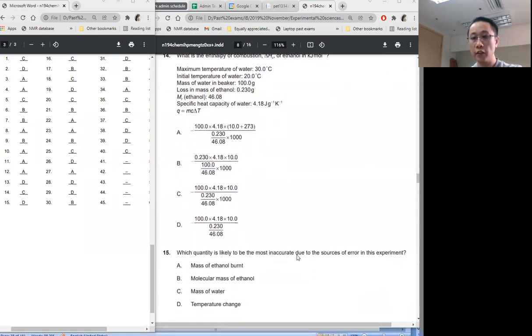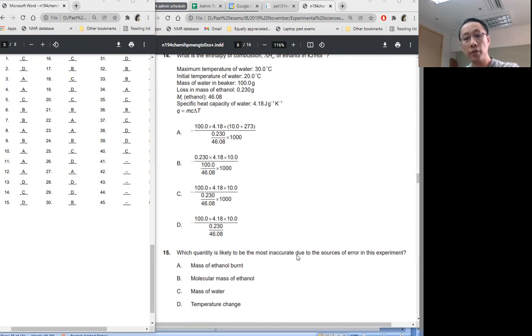Question 15, which quantity is likely to be the most inaccurate due to sources of error? For calorimetry experiments in the high school laboratory, heat loss to the surroundings is by far the most important source of uncertainty. It's very difficult to use standard laboratory equipment to retain 100% of the energy released during an exothermic reaction and have it perfectly transferred to a body of water. The flame will heat up the surrounding air. The flame will heat up the test tube that contains the water, or beaker that contains the water.